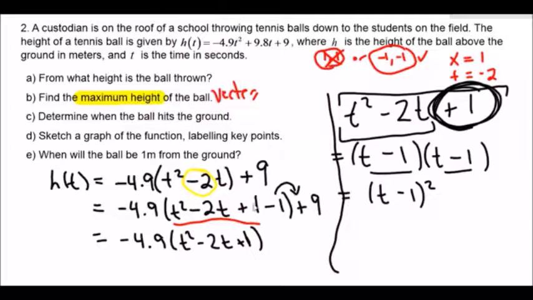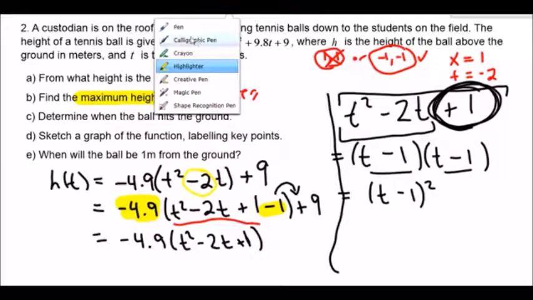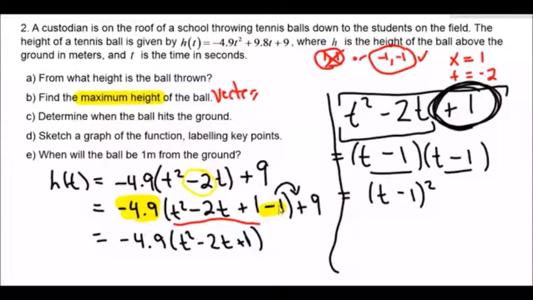And this minus 1, which I'm trying to get rid of, I have to remember why it's in the bracket anyway. It's in the bracket because it's being multiplied by negative 4.9. So if I want to take it out of the bracket, I have to show that it's actually negative 4.9 times negative 1, which is positive 4.9.